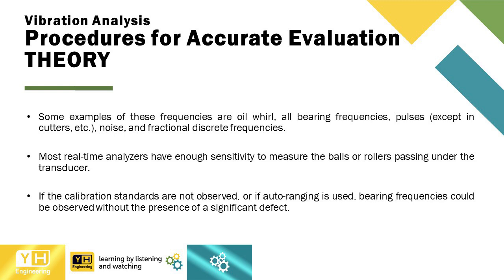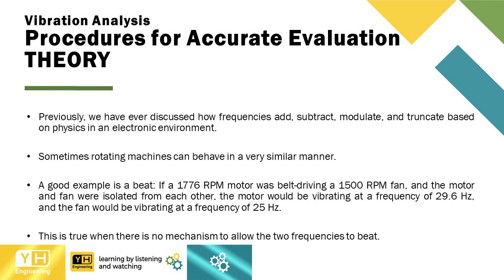Previously, we have discussed how frequencies add, subtract, modulate, and truncate based on physics in an electronic environment. Sometimes rotating machines can behave in a very similar manner. A good example is a beat. If a 1776 RPM motor was belt driving a 1500 RPM fan, and the motor and fan were isolated from each other, the motor would be vibrating at a frequency of 29.6 Hz, and the fan would be vibrating at a frequency of 25 Hz.